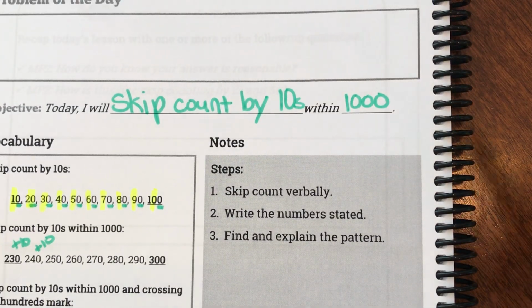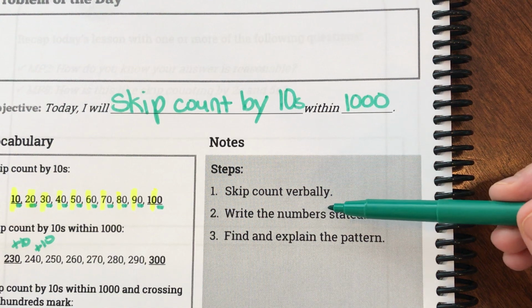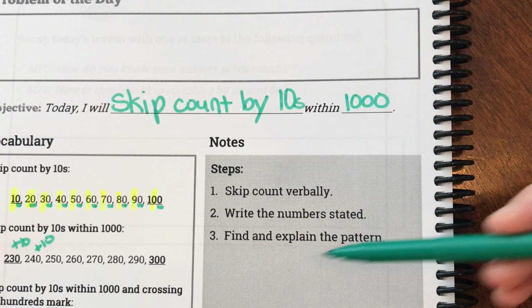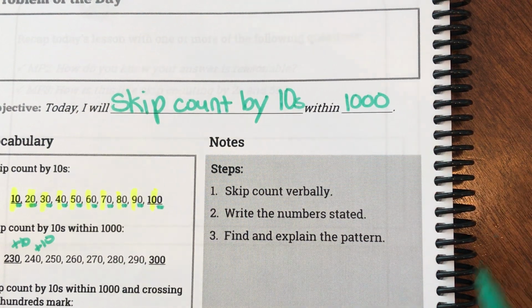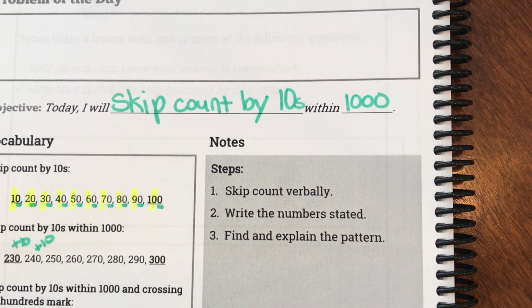Okay, let's look at our steps. We're going to skip count verbally. Verbally means we're actually going to say it out loud. The reason we say it out loud is that sometimes if you make a mistake when you're writing it, you don't catch it, but when you hear it, you're like, wow, that doesn't sound right. So it's a good way to not make mistakes. We're going to write the number stated and then find and explain the pattern.